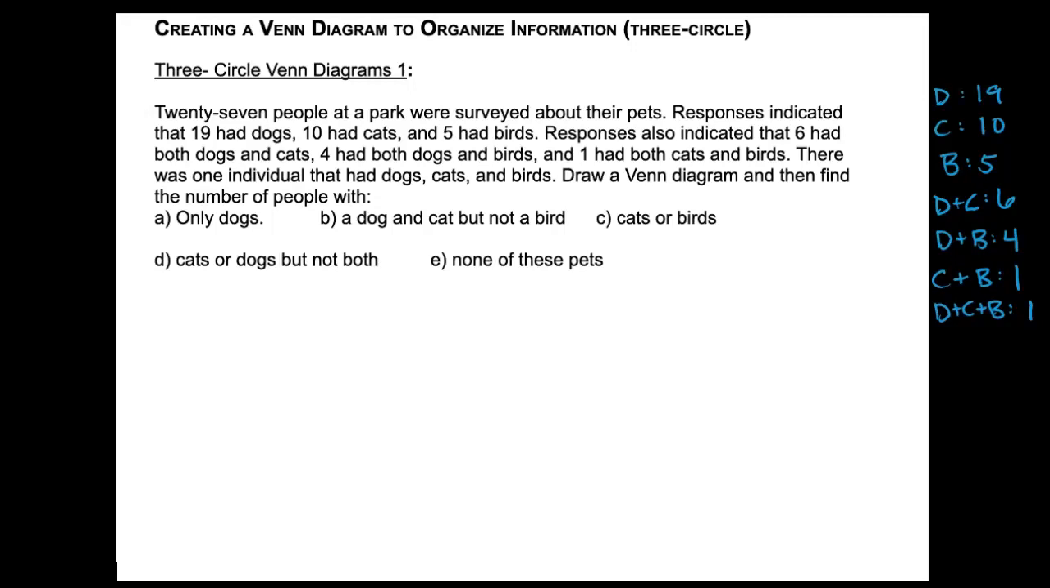In this video, we're going to do two examples where we look at problems where we're going to use a three-circle Venn diagram to organize information and answer questions.